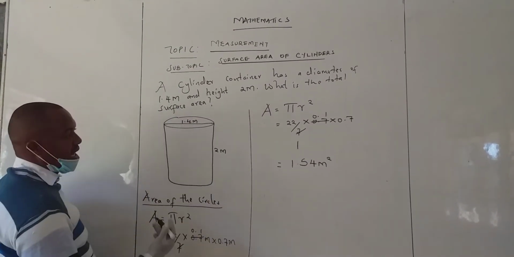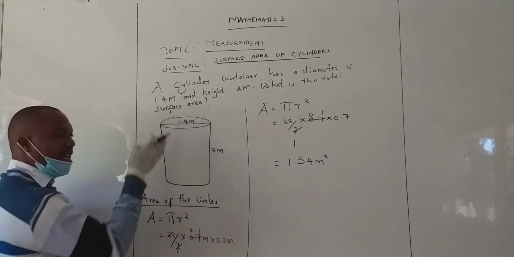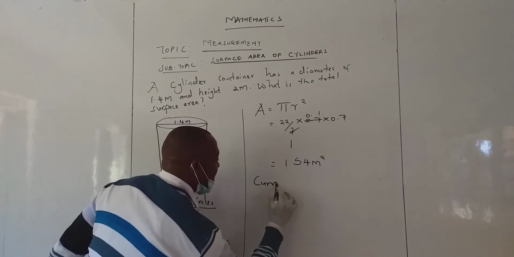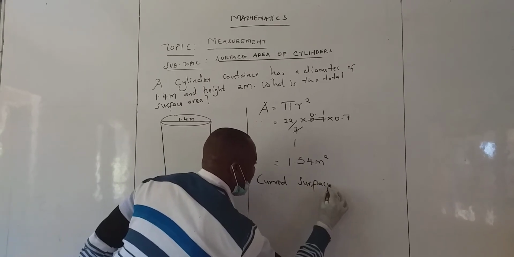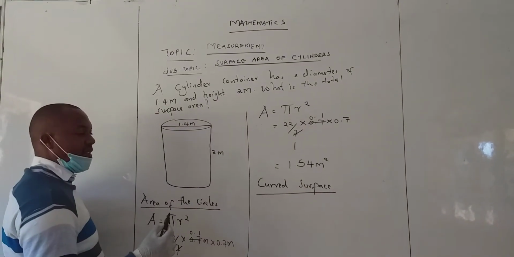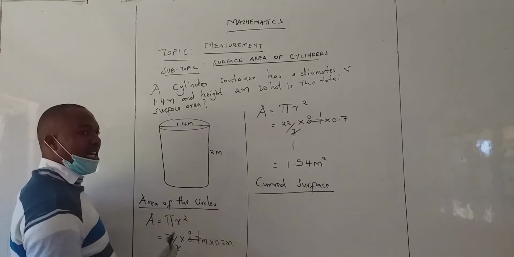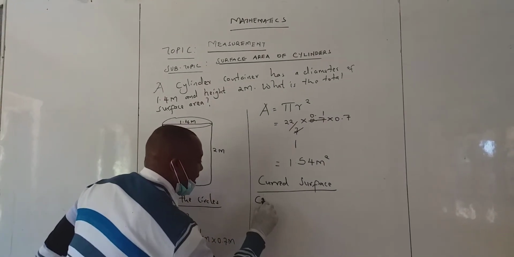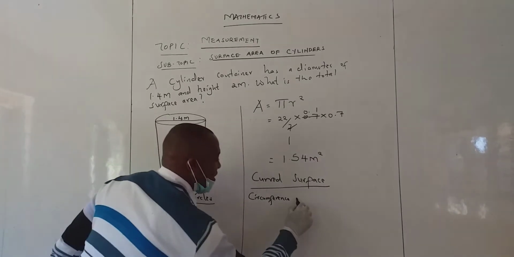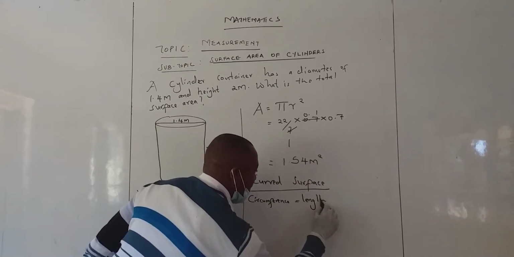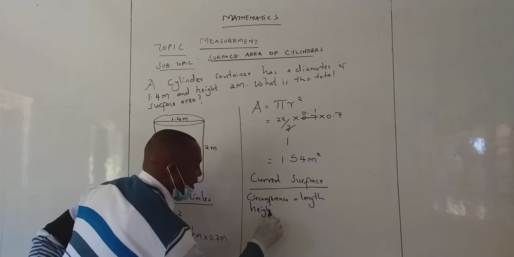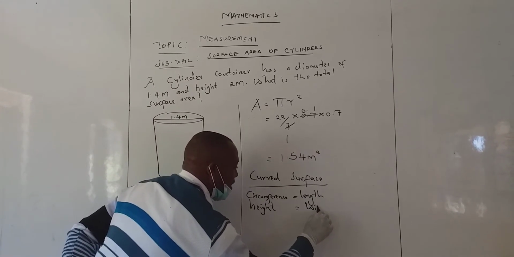Now we want to find the area of the curved surface. Remember, it is curved, and when we cut our cylinder, it forms the shape of a rectangle. On the curved surface, how are we going to get the length? Our circumference, which is very important for you to know, is equal to the length. And our height is equivalent to what we call the width.